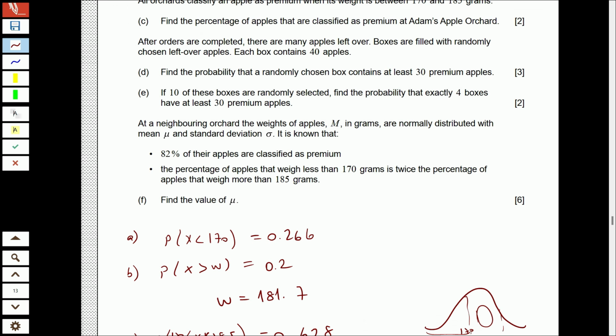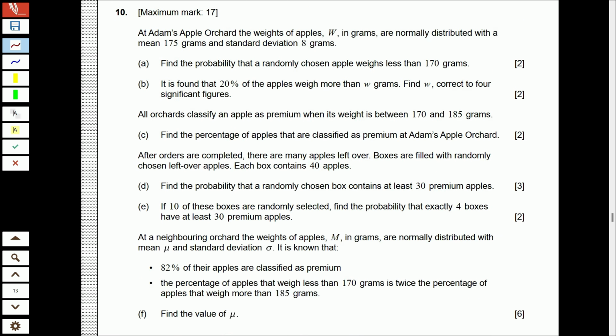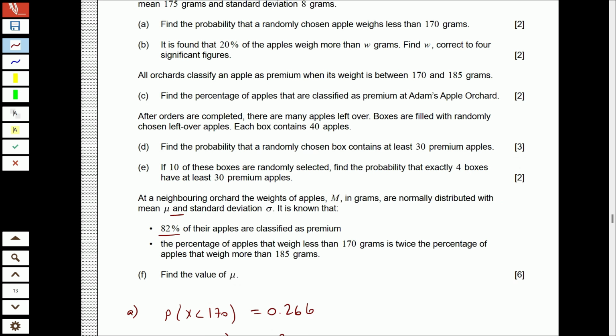Yeah, the last question is at a neighboring orchard, the weights of apples in grams are normally distributed with mean nu and standard deviation sigma. It is known that 82% of their apples are classified as premium. The percentage of apples that weigh less than 170 grams is twice the percentage of apples that weigh more than 185 grams. Find the value of nu. And the probability of that classified as premium, which was given in the question, between 170 and 185.